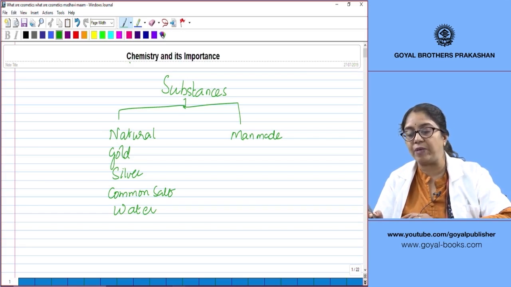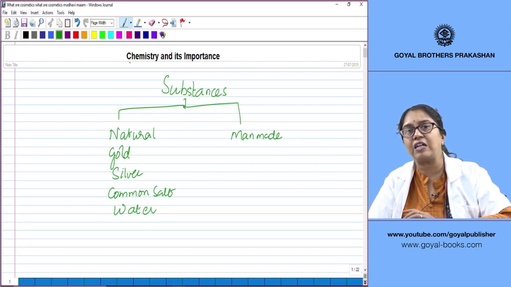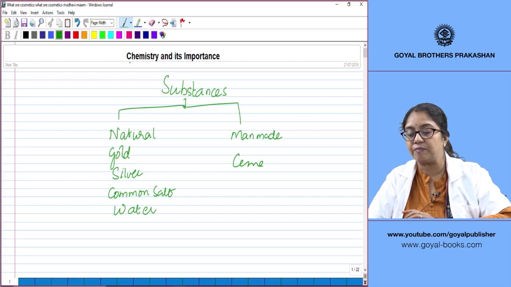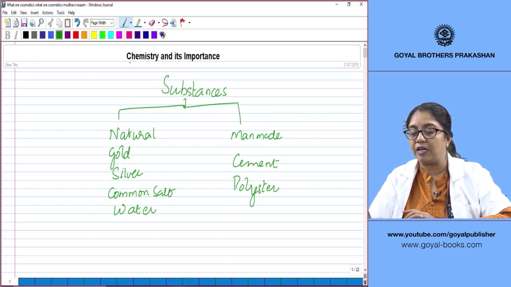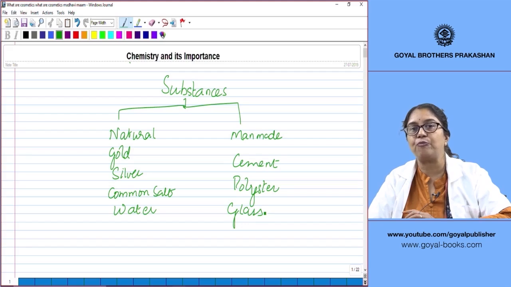Now, what are man-made substances? Man-made substances are those which are made or synthesized by man. They can also be said to be artificial. Examples of man-made substances are cement, polyester, and glass. These are a few examples of man-made substances.